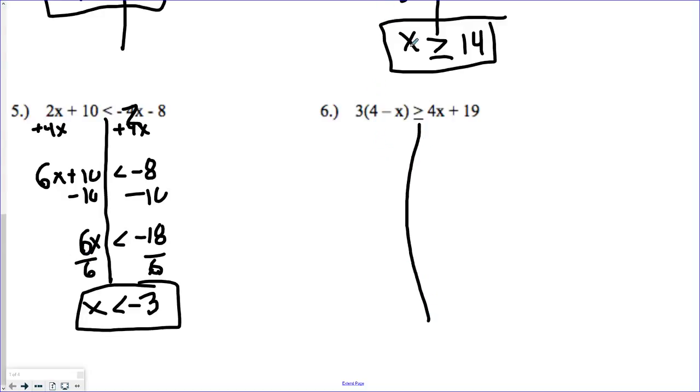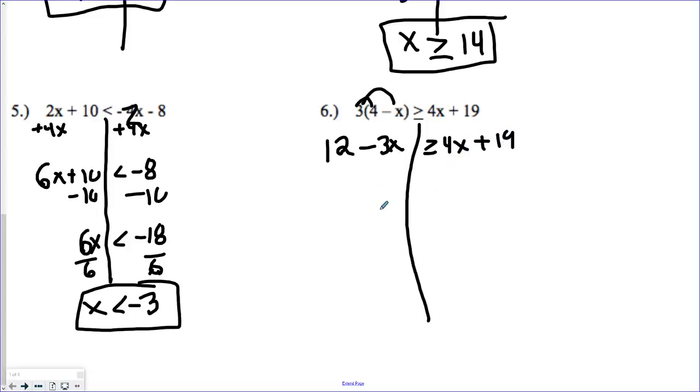For this one, I'm going to start the same way I did number 4 here, which is distribute the 3. So 3 times 4 is 12. 3 times minus x is just minus 3x. Greater than or equal to, and just bring everything else down. Again, don't forget the importance of bringing things down as you work them.